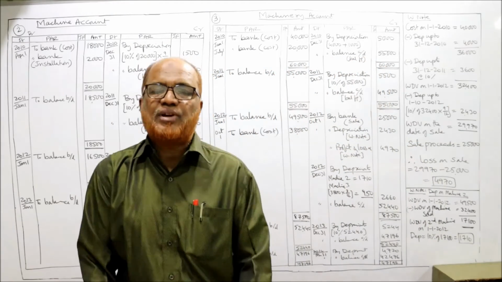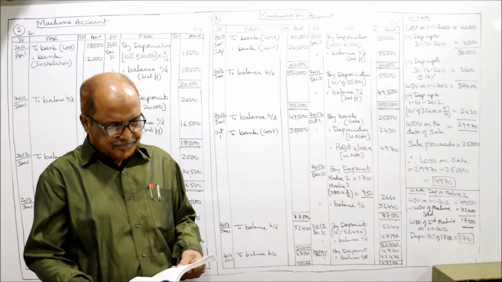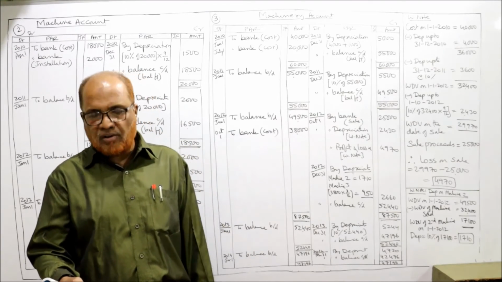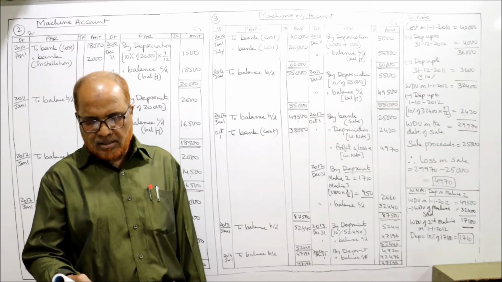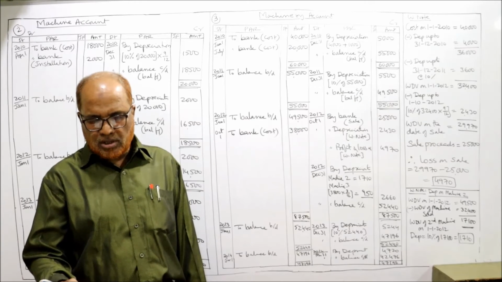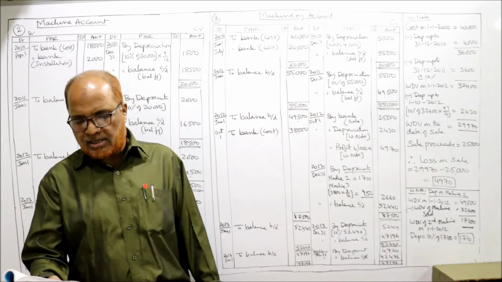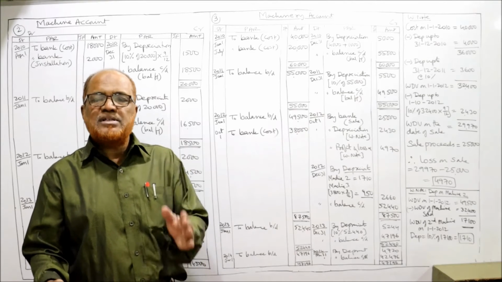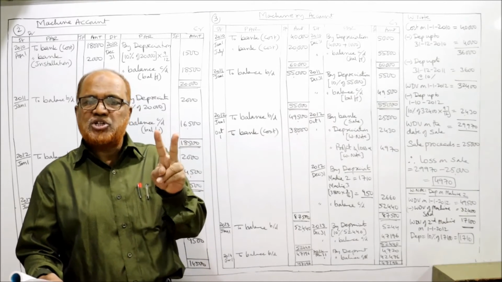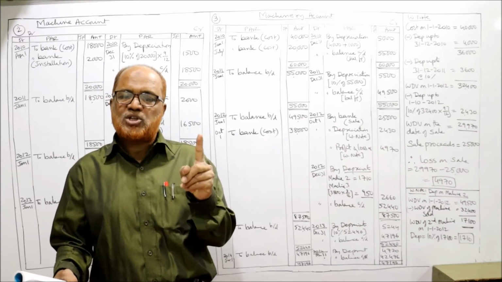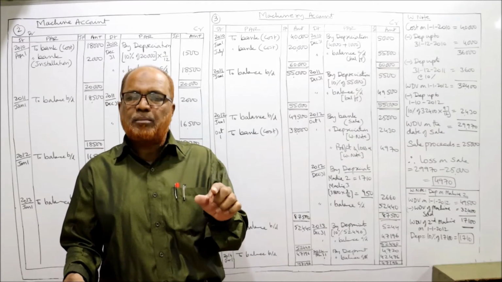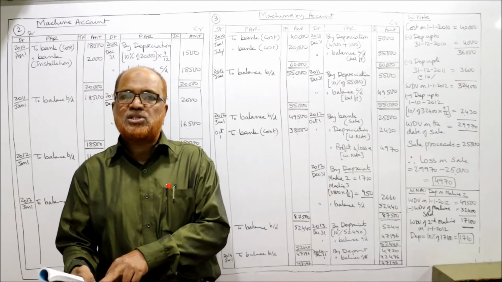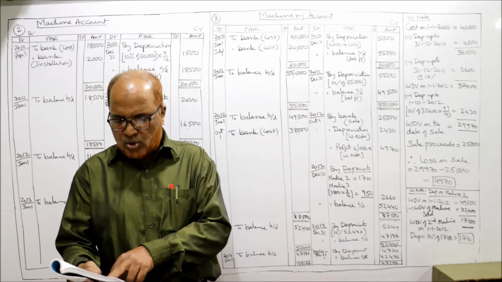Now we'll come to problem number 3. See the third problem. A firm purchased certain mill machinery on 1st January 2010 for rupees 40,000. On 1st July 2010, additional machinery costing 20,000 was acquired. That means during the year 2010, 2 machines are purchased. The first machine is purchased on 1st January, the second on 1st July. The first machine cost is 40,000, the second machine cost is 20,000.